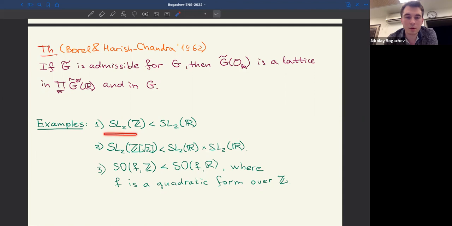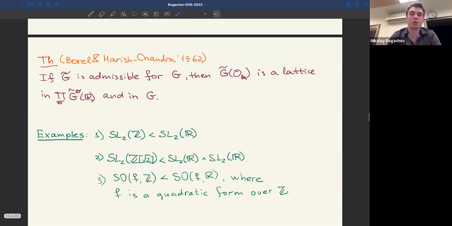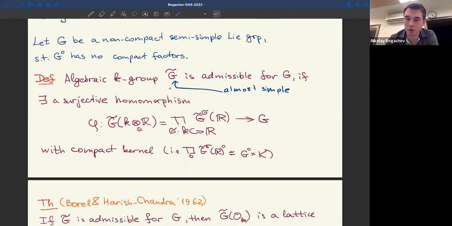Again, some examples are here. SL2Z is a lattice in SL2R. And for example, SL2 taken in these points, so we consider the matrices with entries in Z over root 2. In this case, we will get actually a lattice in the product SL2R times SL2R, since we can get back to this definition, we have here two components in this product, and both of them are non-compact.